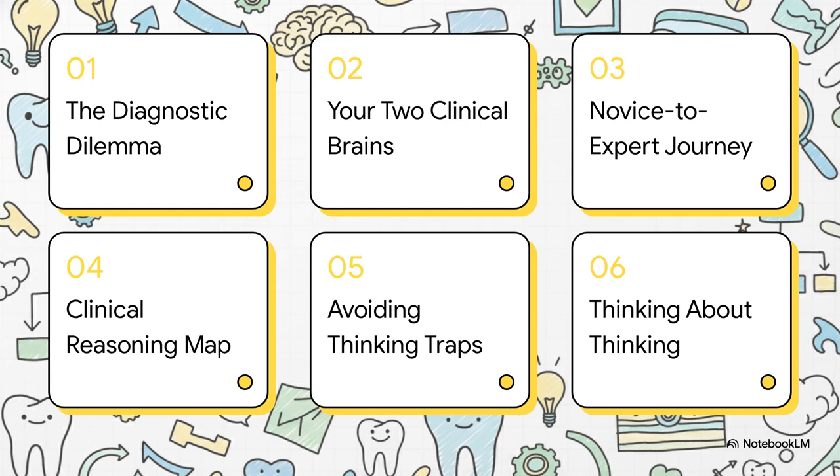All right, let's quickly run through what we're going to cover. We'll kick things off with a classic diagnostic puzzle. Then we'll dive into how your brain actually works to solve it. From there, we'll map out your journey from student to expert, give you a guide to follow, and, super important, talk about the common thinking traps and how to stay out of them.